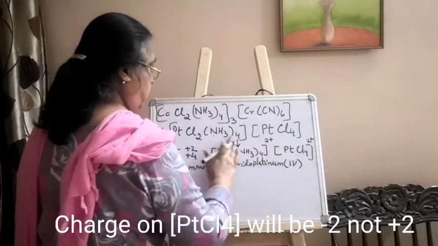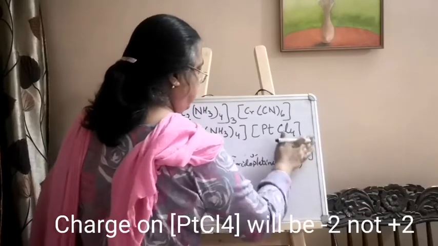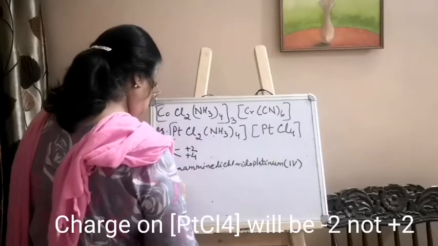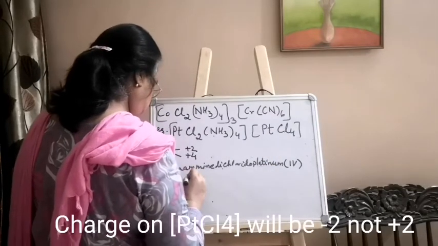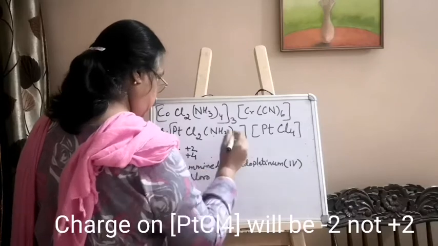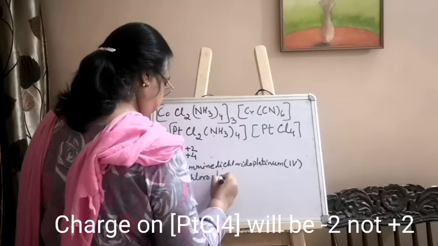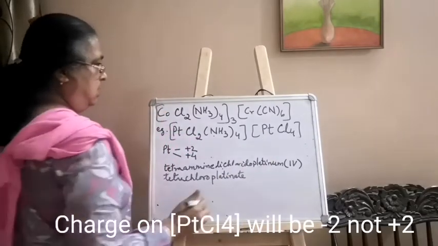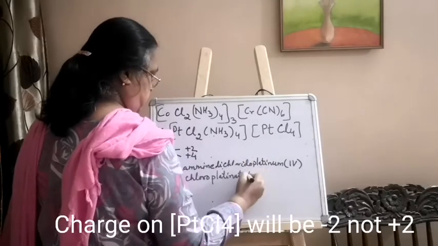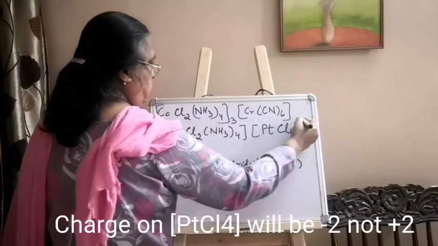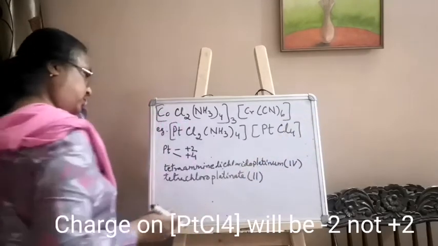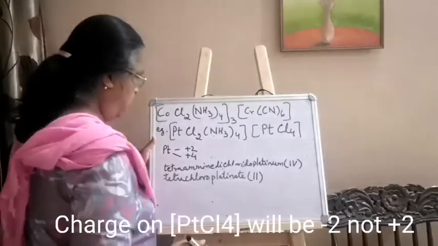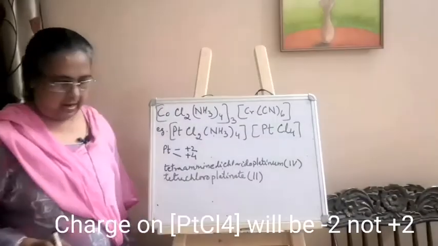Now we will come to this part. So what will be this part name? Without any space, you will start with tetrachloroplatinate, because it is an anionic part. In this case we have seen the oxidation state is 2. The charge was -2, and so you have seen here it was 2. Okay, and so this is the name. I hope it is clear.